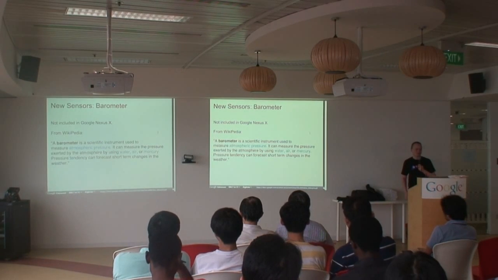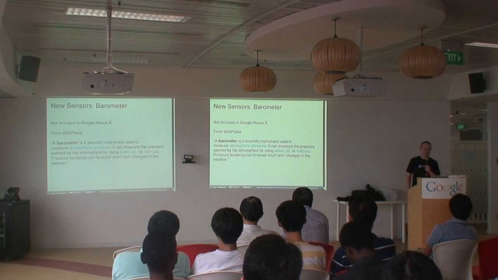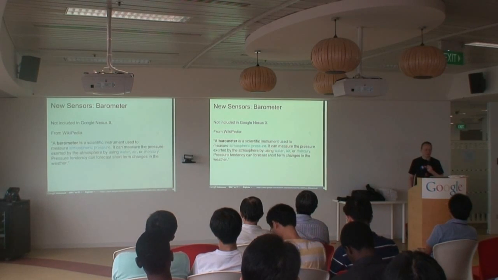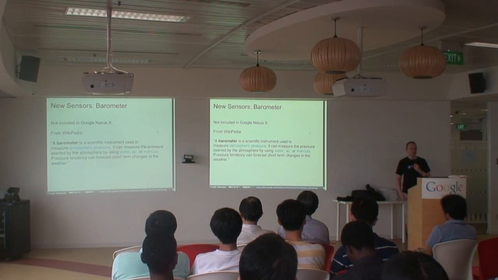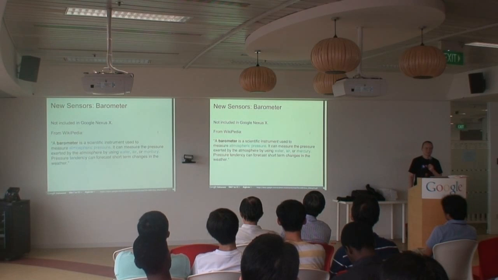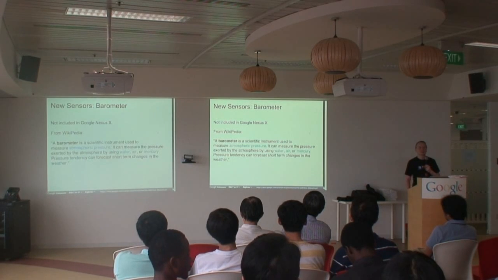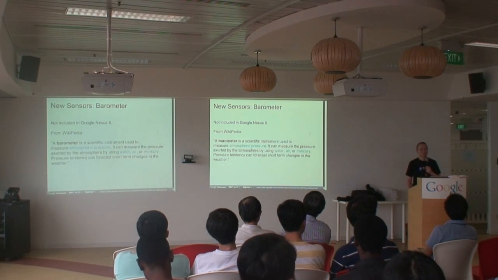So a barometer is used for measuring atmospheric pressure. It can be used maybe for some weather applications. I'm not sure why they want to put this in Android. If anyone has any idea? For hiking. Hiking. All right, that can help you.